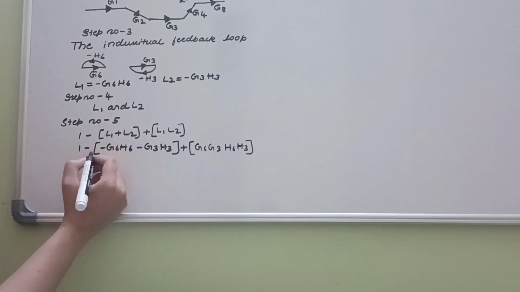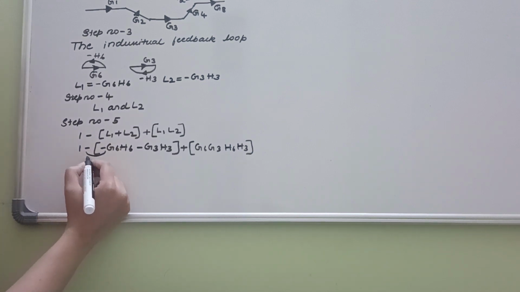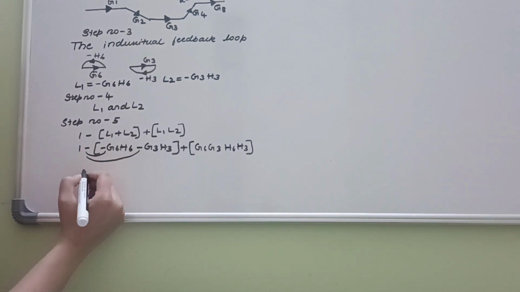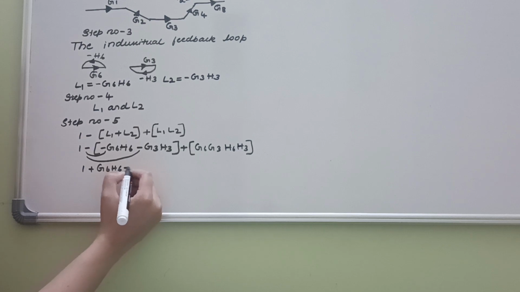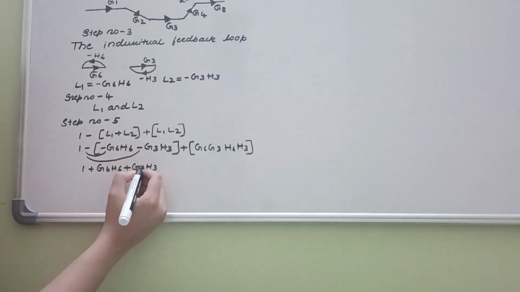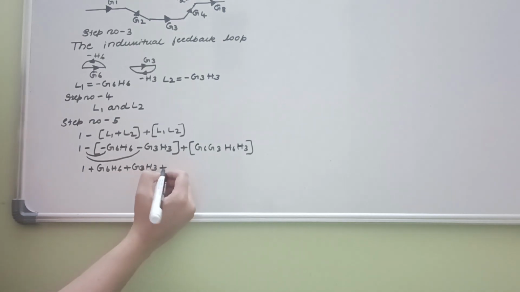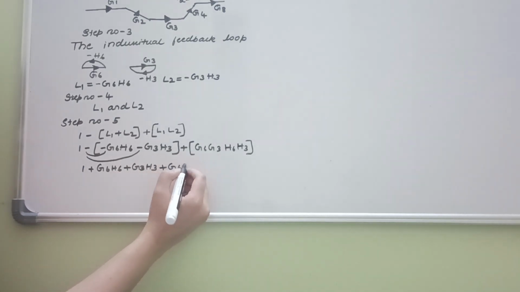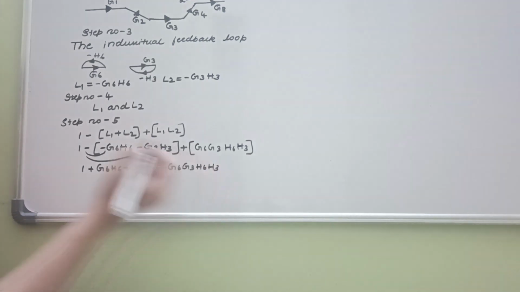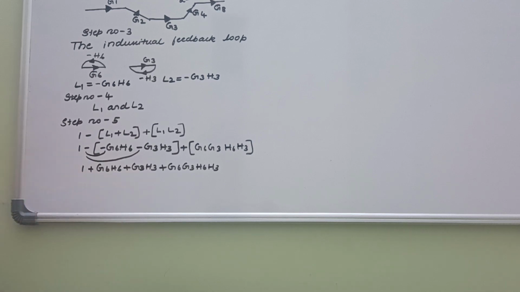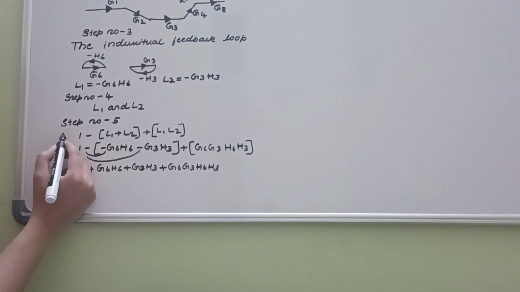Next thing is what? I'll shift it here. This minus is multiplied to here and this minus is multiplied to here. So there's nothing but 1 plus G6, H6, and plus G3, H3, and it is plus G6, G3, H6, H3, correct? Okay. So this is my delta, the resultant. So write my delta.